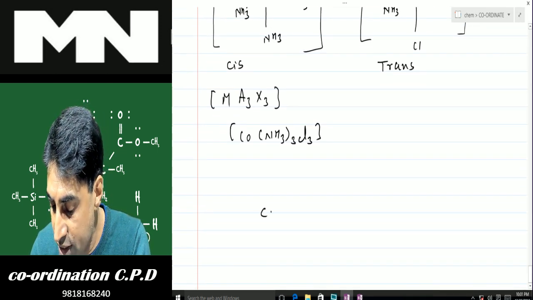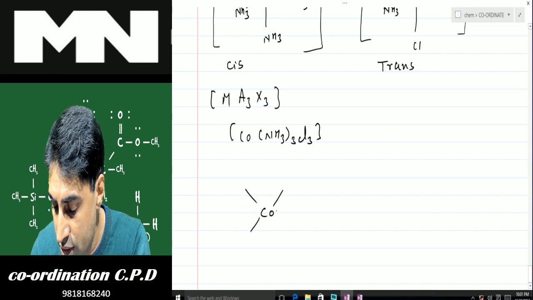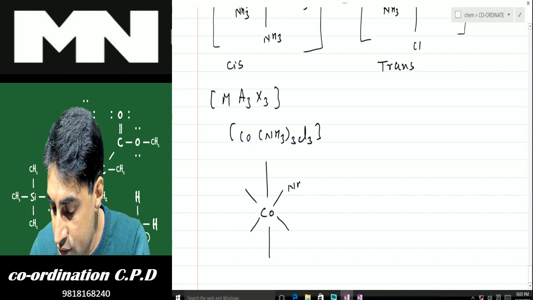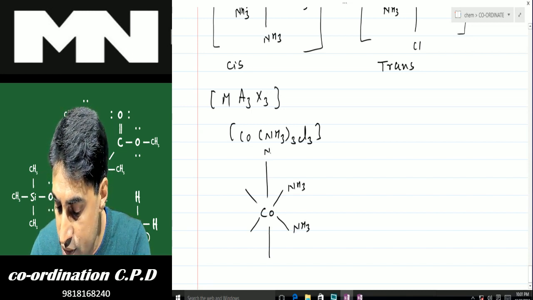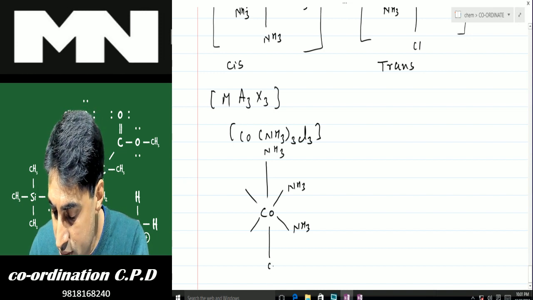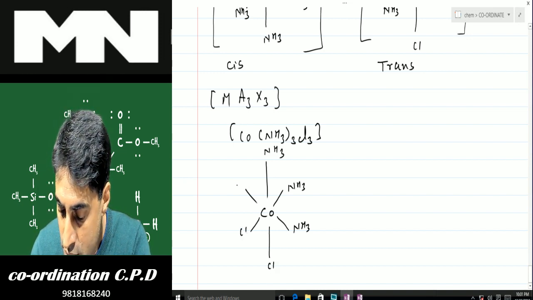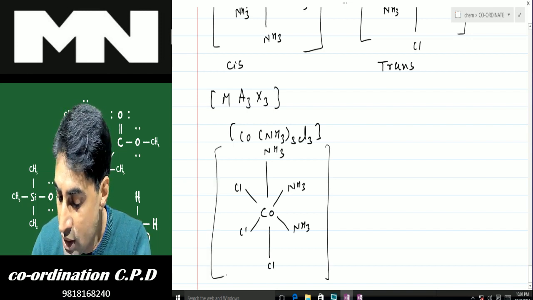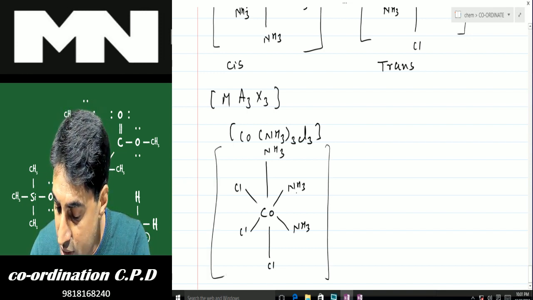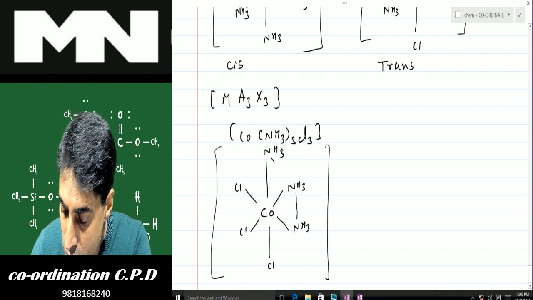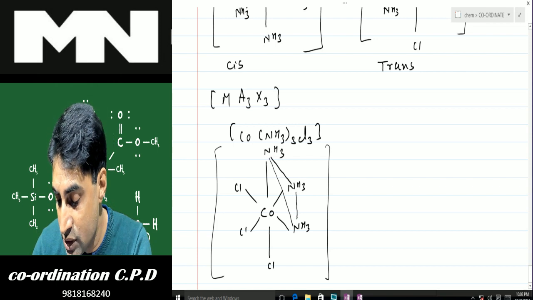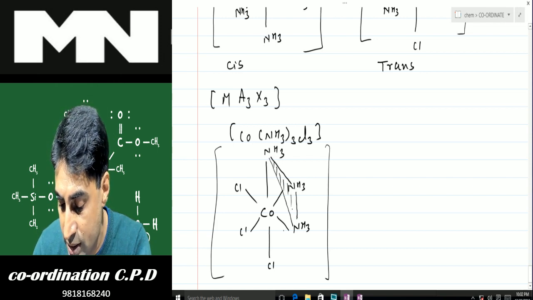This is cobalt, I have got 1, 2, 3, 4, 5 and 1, 6. NH3, NH3, NH3. Cl, Cl, Cl. If you join these NH3, you will see a face of NH3. This is a face formed by NH3.